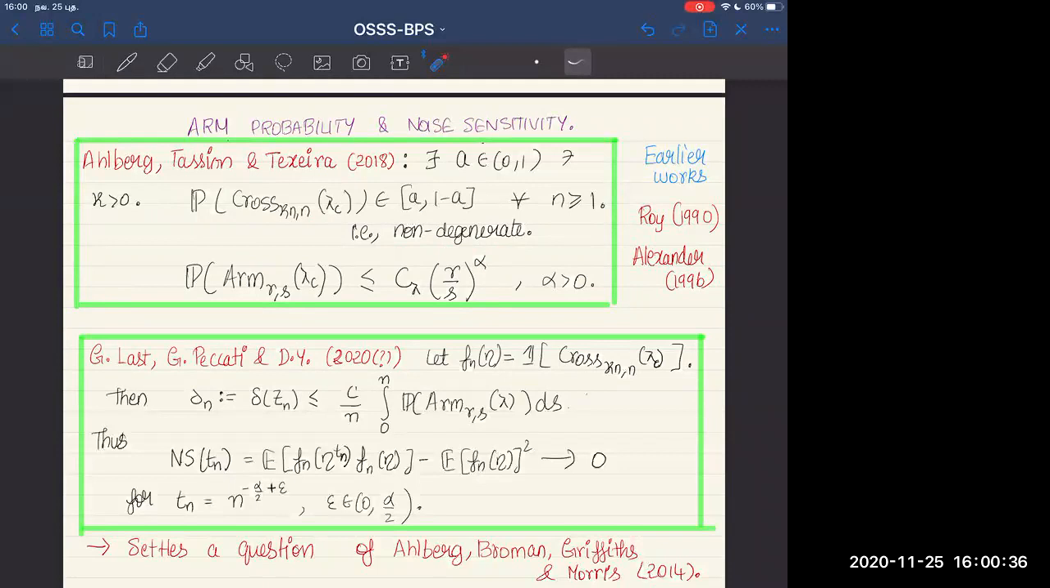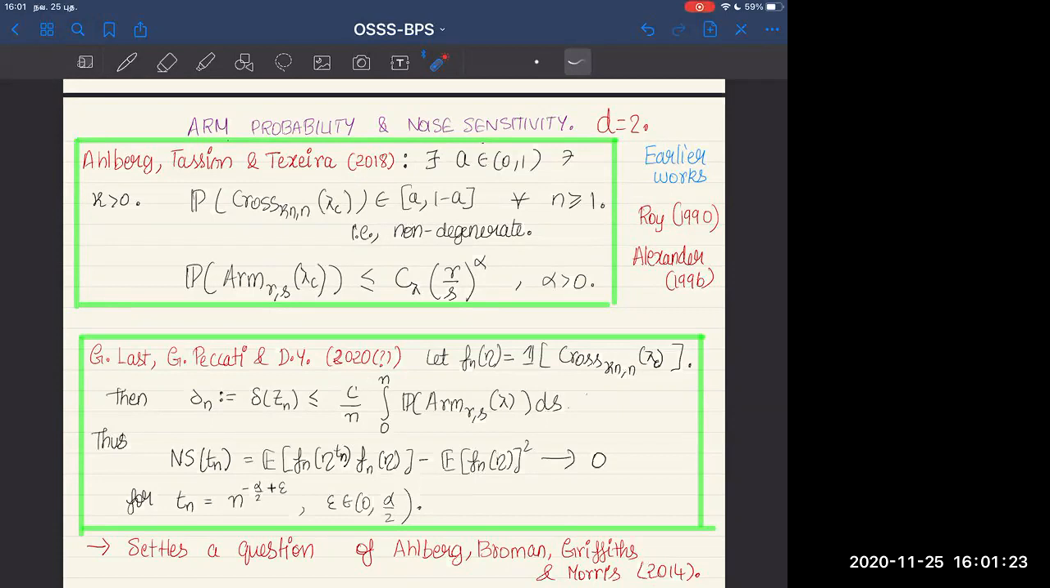Okay, this is important. This was shown by Ahlberg, Tassion and Teixeira in 2 dimensions. I'll emphasize it's again 2 dimensions. They prove it in much more generality. They don't need compact support. They can deal with unbounded support with a second moment or something like that, 2 plus epsilon moments. Earlier results like this, I think Rahul proved one in his thesis, and Alexander had a variant of this. Broadly, all of them use the RSW theorem. Essentially the key thing here is the RSW theorem.